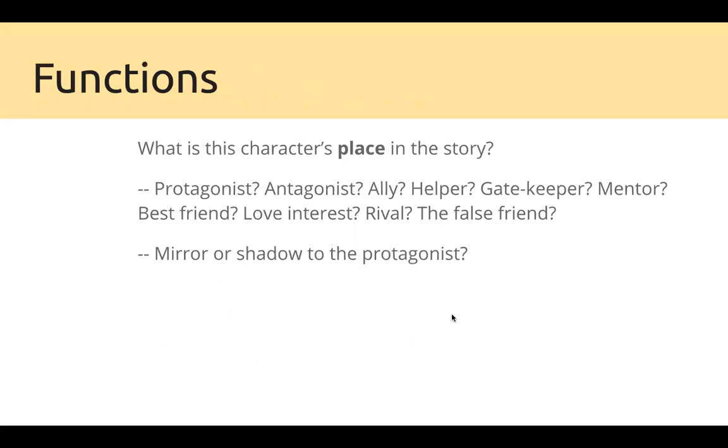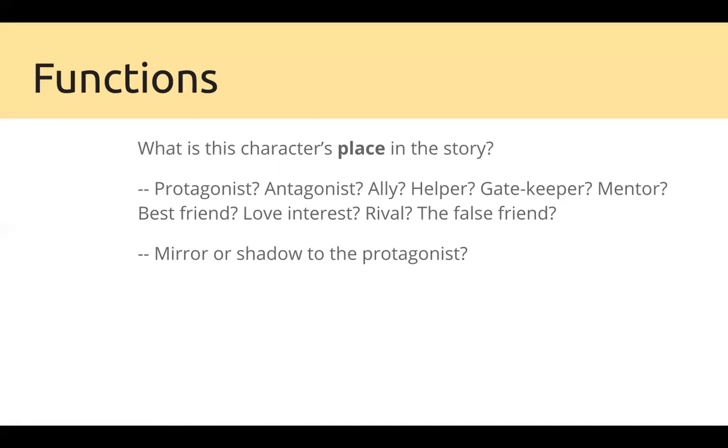So then there are these functions that different characters take in a story. We've already talked about the protagonists and the antagonists. The antagonist is the main force to oppose the protagonist, or he or she could also be the one who has the same goal, who competes with the protagonist. Then a protagonist might have allies. Also, the antagonist might have allies and helpers.